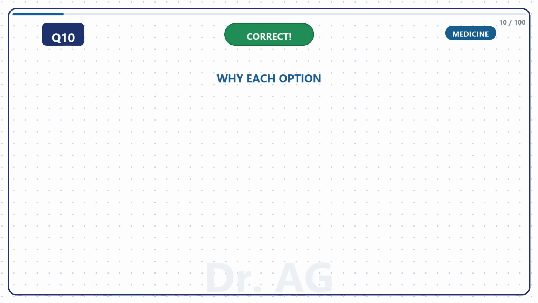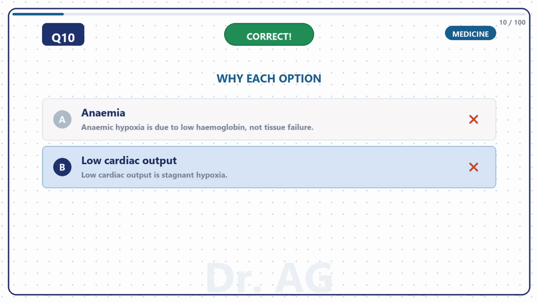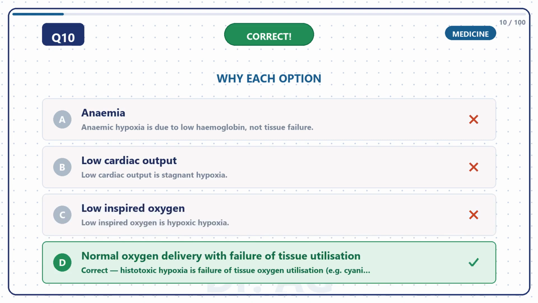Let's go through the options. Anemia. Anemic hypoxia is due to low hemoglobin, not tissue failure. Low cardiac output. Low cardiac output is stagnant hypoxia. Low inspired oxygen. Low inspired oxygen is hypoxic hypoxia. And the correct answer is normal oxygen delivery with failure of tissue utilization.